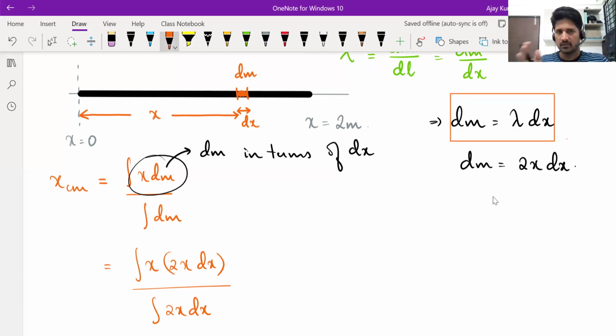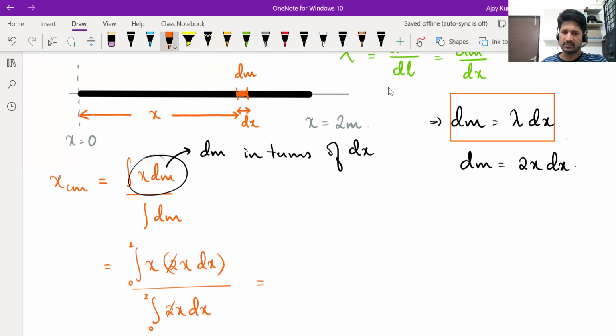And you want to find out the center of mass of this entire system, which is the rod, right? Rod extends from x equal to 0 to x is equal to 2. So the limits for integration will be from 0 to 2. Okay. In the numerator there is a 2, in the denominator there is a 2. 2 is a constant, you can put it outside the integral, it will get cancelled. Numerator, you have integral x square dx.